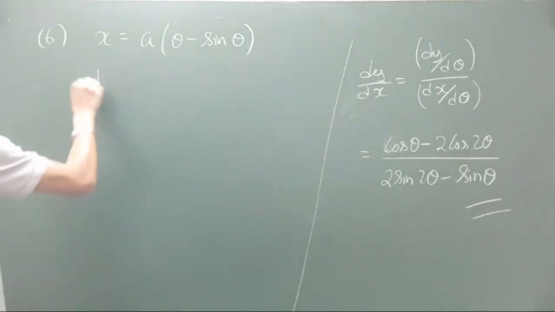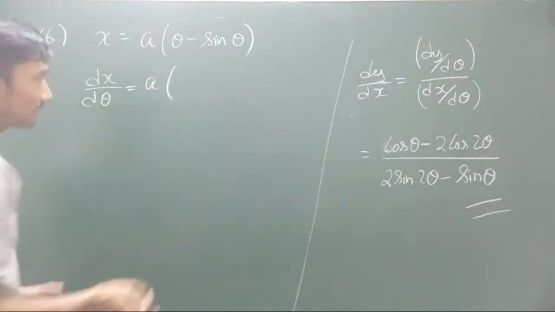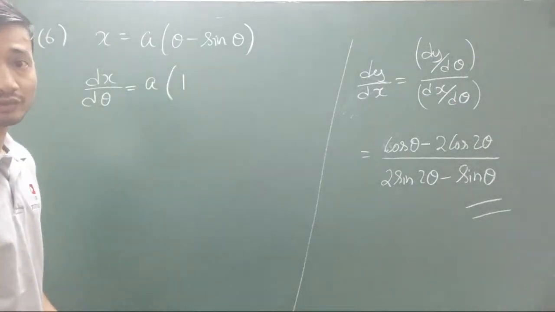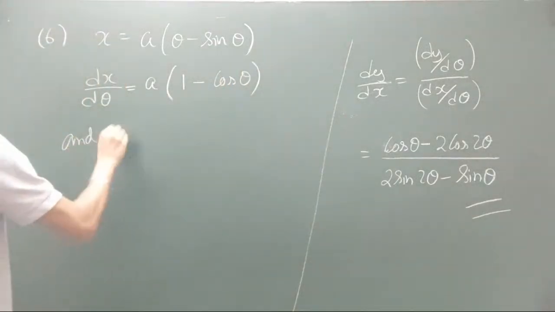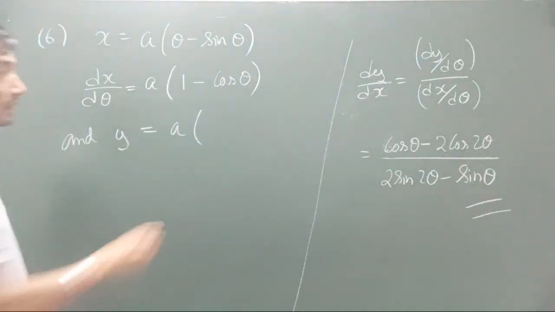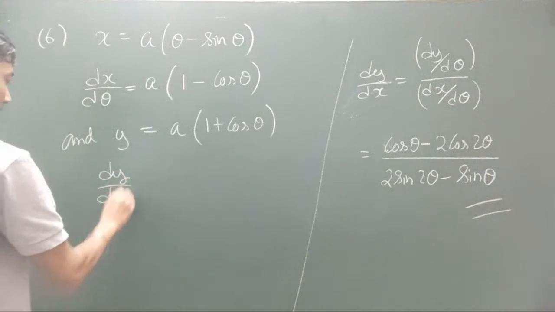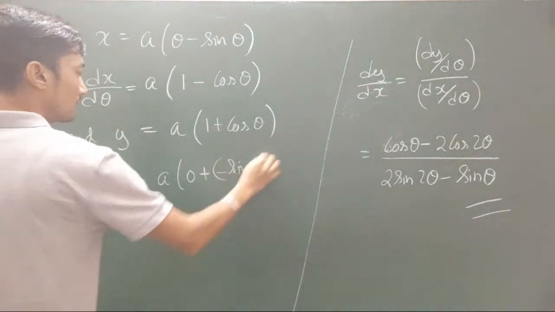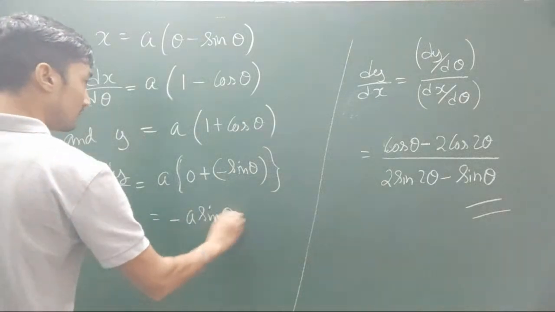So after you write down the function once again, a is a constant, so no need to differentiate that. Differentiation of theta is 1, with respect to theta will be obviously 1, minus derivative of sin theta is cos theta, nothing much. And y equal to a, what is the function, second one? 1 plus cos theta. So this one also differentiating with respect to theta, a times 0 plus derivative of cos theta is minus sin theta. So that will be minus a sin theta.